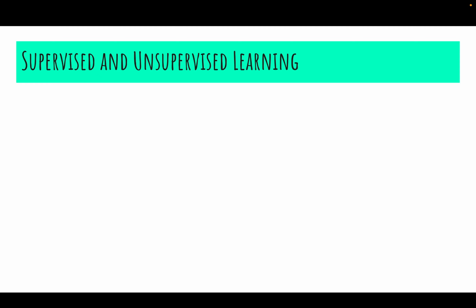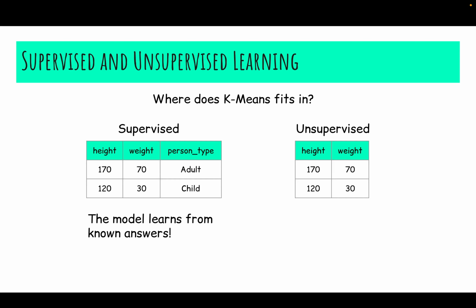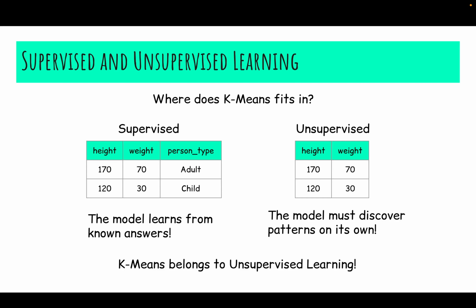Before we get started with our k-means process, let's understand where k-means fits in. In supervised learning, we have our label and the model will learn from that label and make the prediction. But when it comes to unsupervised learning, we don't have the label. It has to understand the pattern that is present in the data set, and then we make use of that pattern to make the prediction. So k-means belongs to unsupervised learning because it doesn't have any labels to work with.